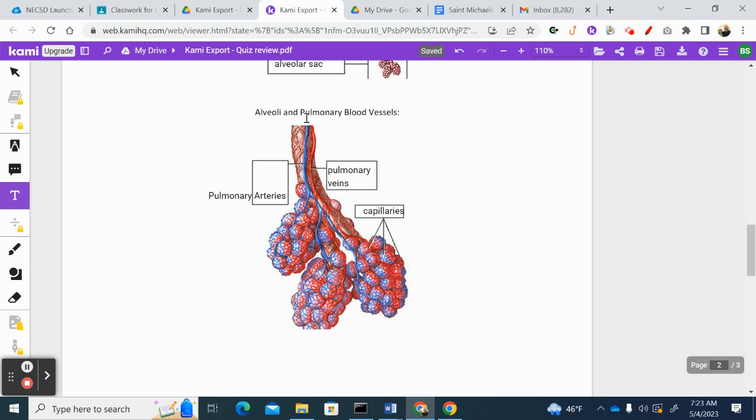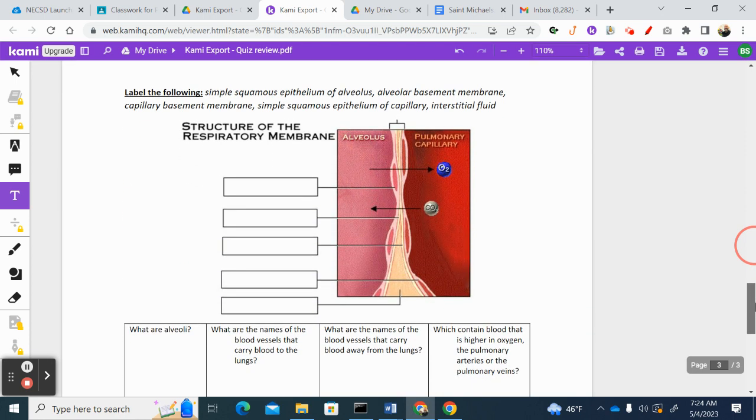So coming down, deoxygenated, going through the capillaries, the blood becomes oxygenated as the oxygen is going right through the alveolar sac walls, right through the walls of the capillaries. Remember, there's two walls here. Let's look at those walls.